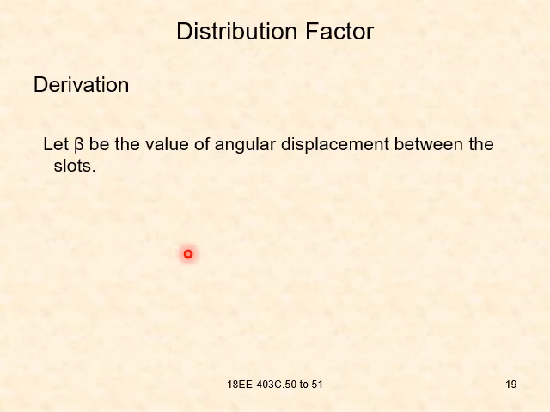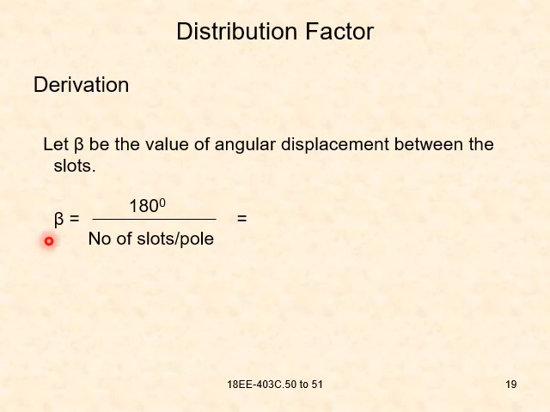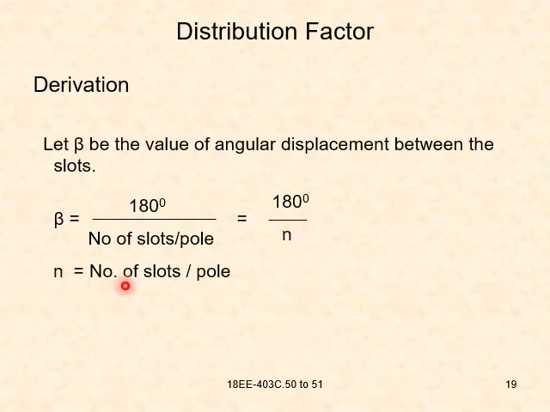Now the derivation for distribution factor: let beta be the value of angular displacement between the slots. Previously in pitch factor or chording factor we used alpha, and now it is beta. Therefore beta is equal to 180 degrees by number of slots per pole, that is 180 by n, where n is the number of slots per pole.